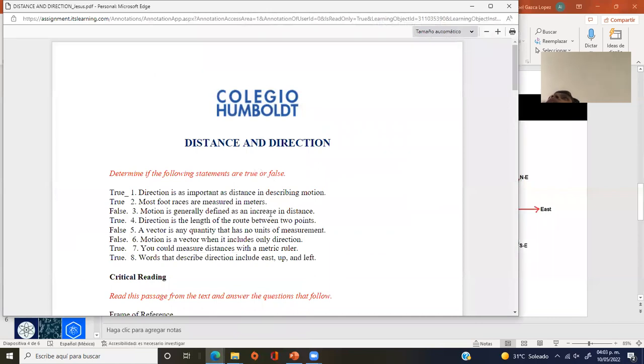Distance and direction. Here are some true or false questions. Direction is unimportant and distance is described in motion. True. Most foot races are measured in meters. True. Motion is generally defined as an increase in distance. False. Direction is the length of the route between 2 points.